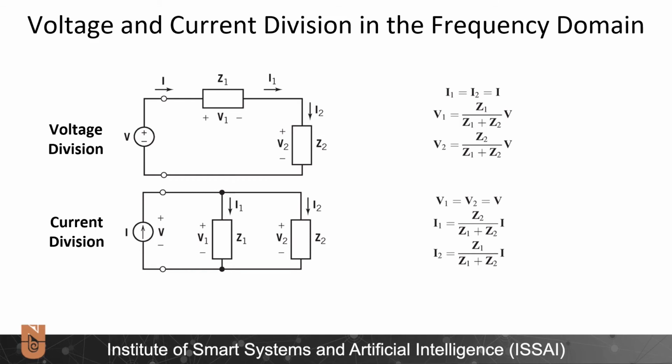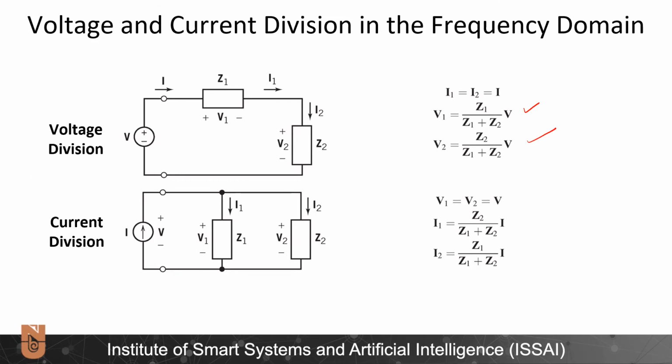For instance, if we have two loads Z1 and Z2 in series with a voltage supply, we can say that V1 is equal to Z1 divided by Z1 plus Z2 times V, and V2 is equal to Z2 divided by Z1 plus Z2 times V. And the current division rule also applies.